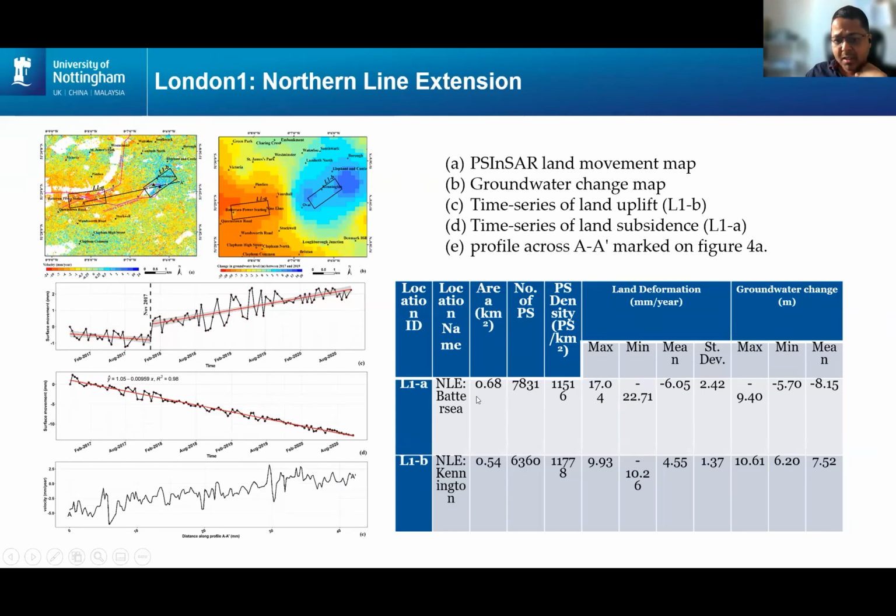These are some observations, mathematical units. So we can see that for the blue area, that is L1B, our average mean rate of deformation is positive, and here it is negative. Okay, so this is a brief discussion where we are able to map direct correlation between groundwater and subsidence.